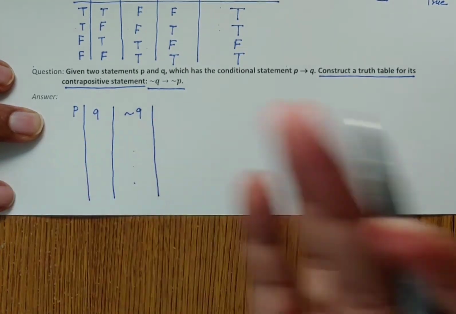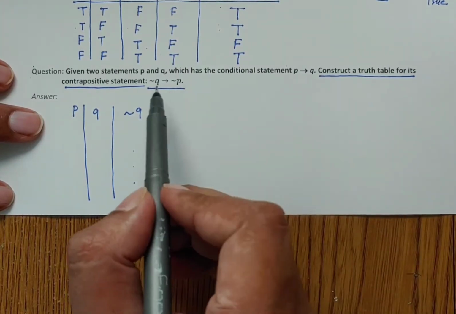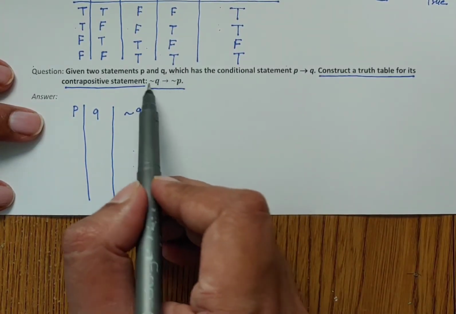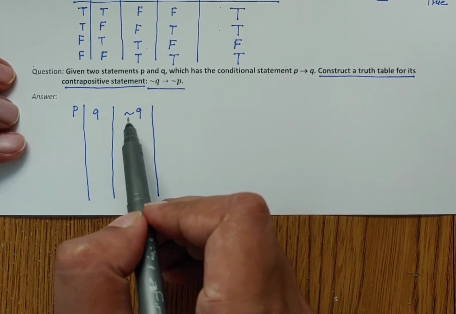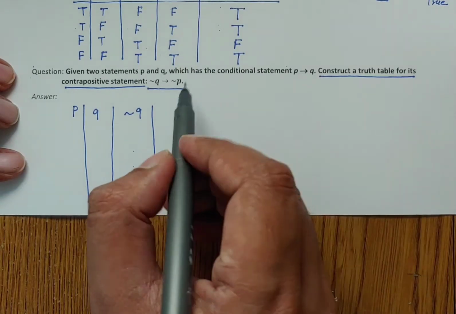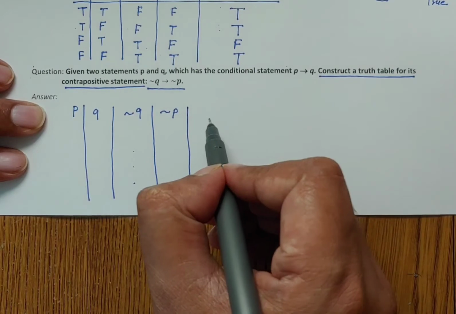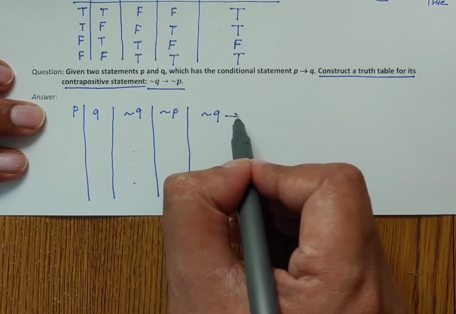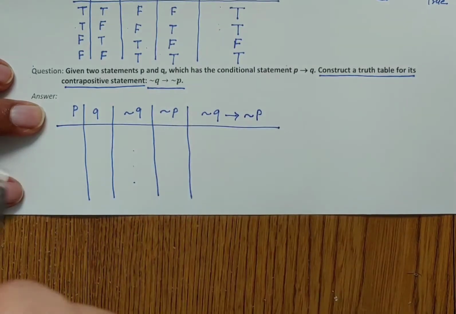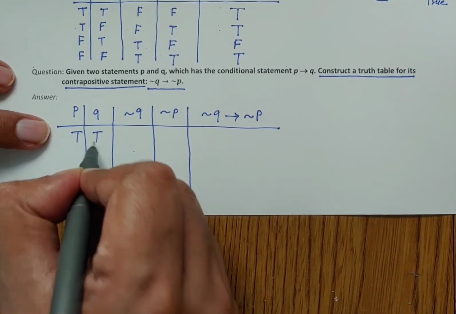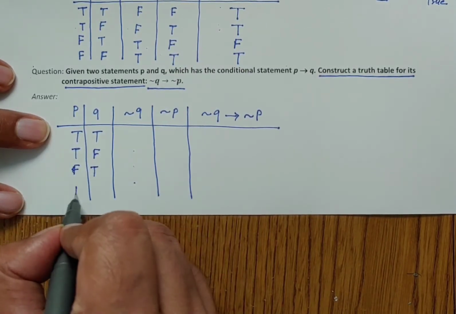We can find negation of P first, or negation of Q first. It doesn't matter. We focus on this part only, so we have to get this at the end. So we can do negation of Q first and then negation of P, and then negation of Q implies negation of P. Right? So true, true, true, false, false, true, false, false.